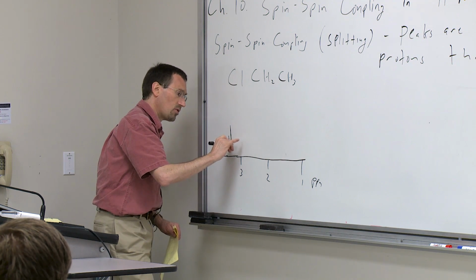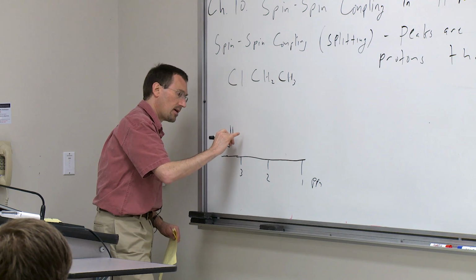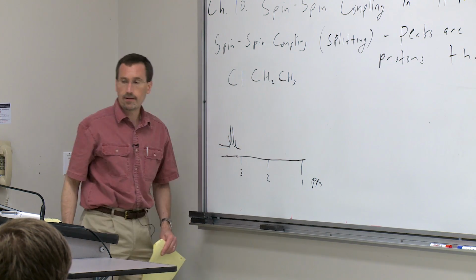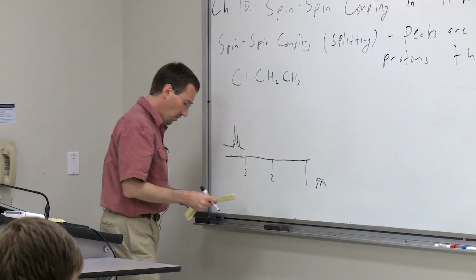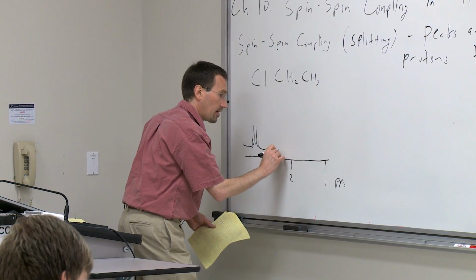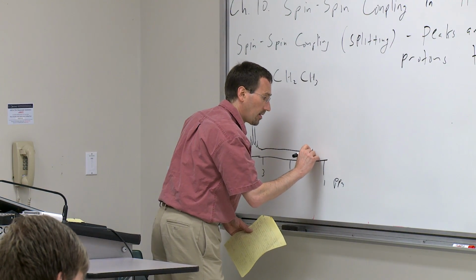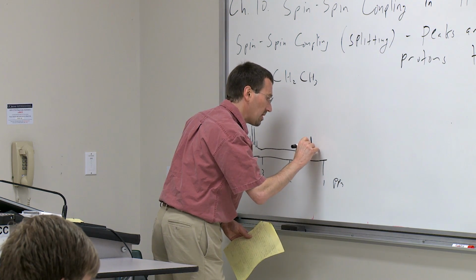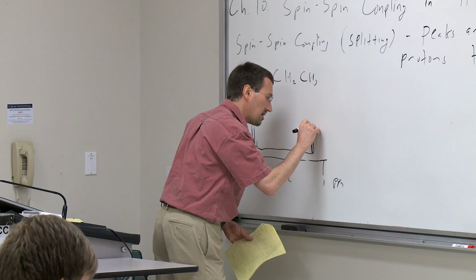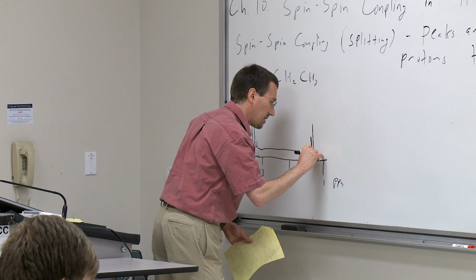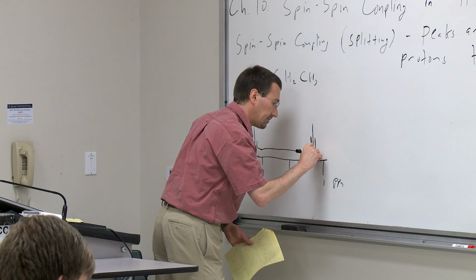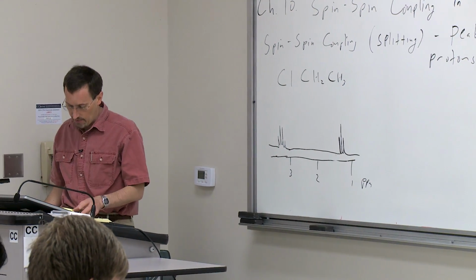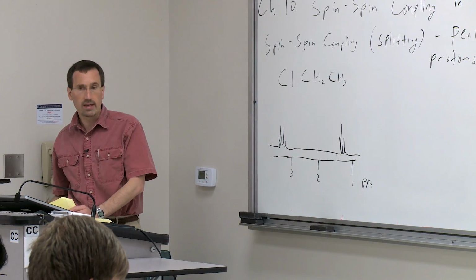The methylene group would appear as a quartet, and the methyl group would appear as a triplet. And I'm going to try to draw things in the appropriate relative heights here. So our proton NMR spectrum would look something like this.